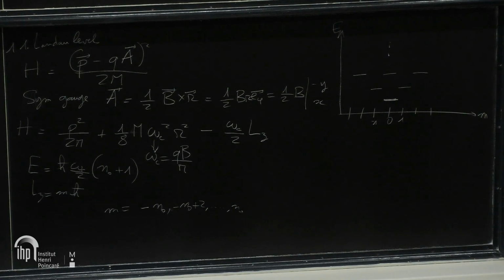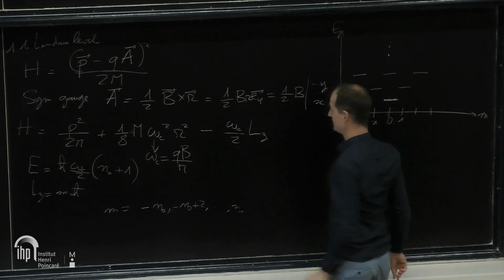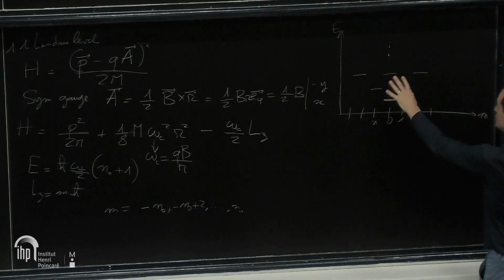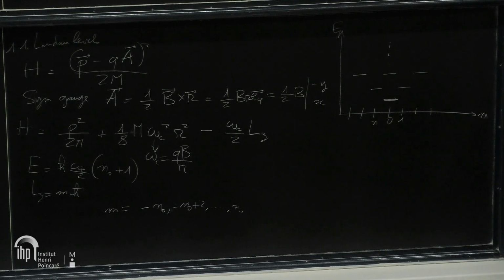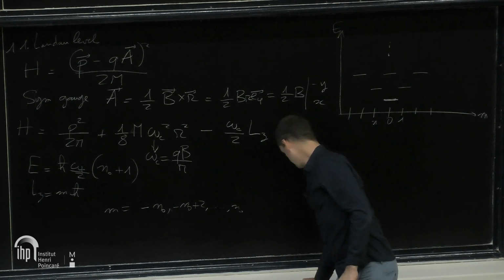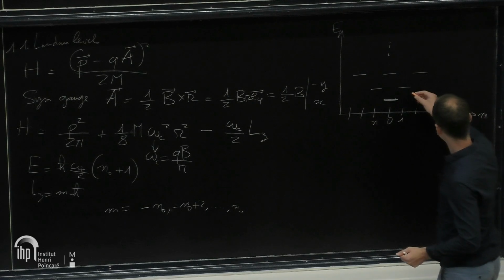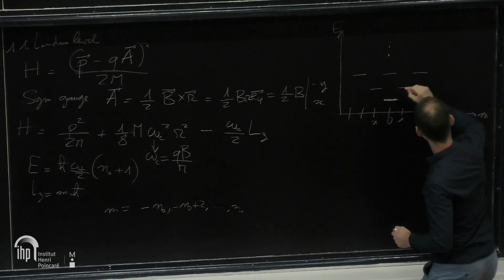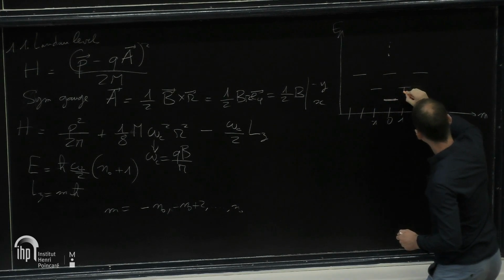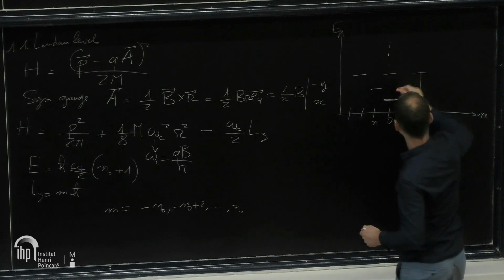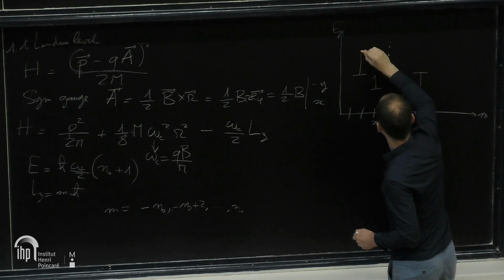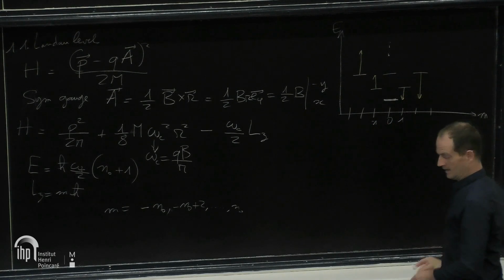So now, if we want to include the term that I discarded, minus omega c over 2 Lz, it's proportional to m, so we just need to shift the levels that I have already drawn. And the shift depends on the value of m, and it's precisely such that all the terms on this diagonal are shifted to the same energy. So I draw the shift: no shift for m equals 0. For minus 1, I shift up. For minus 2, I shift up by twice the amount.